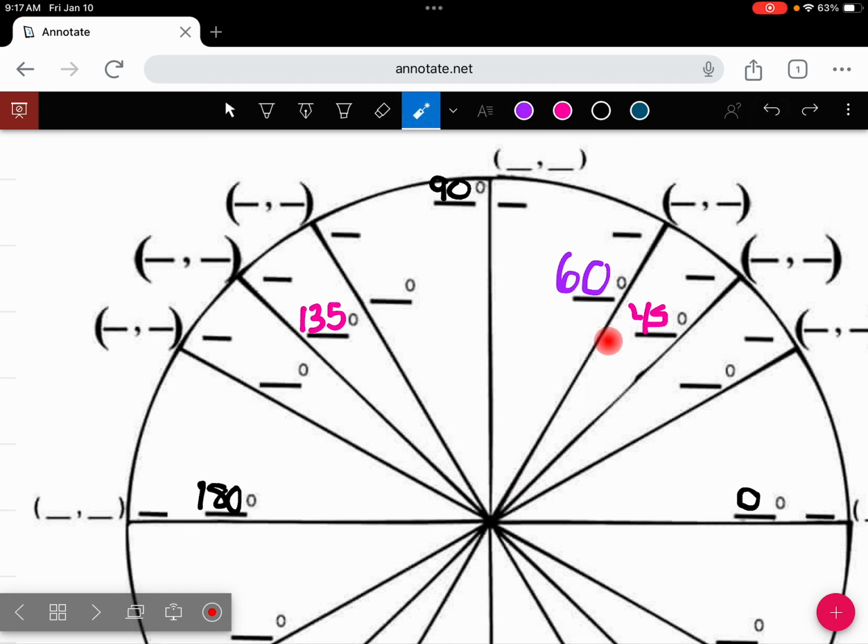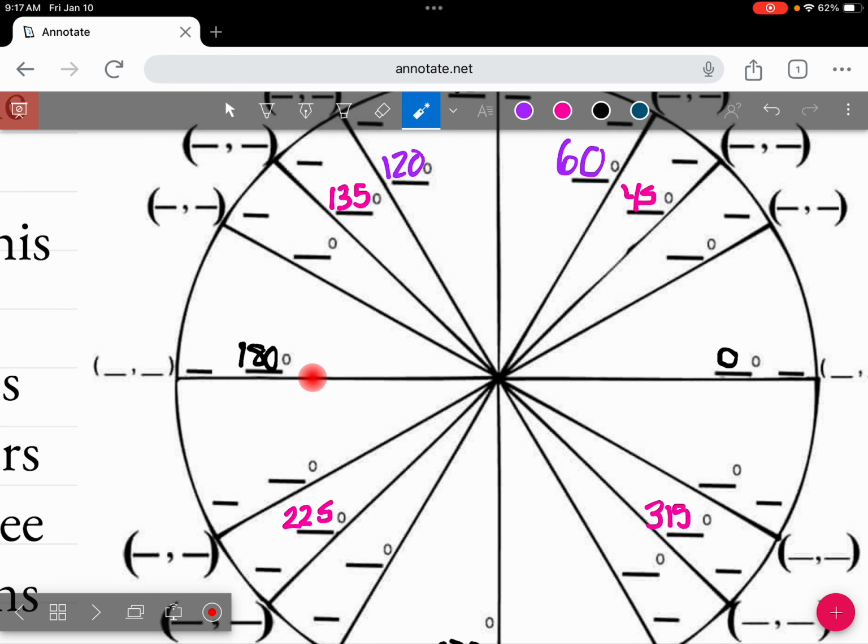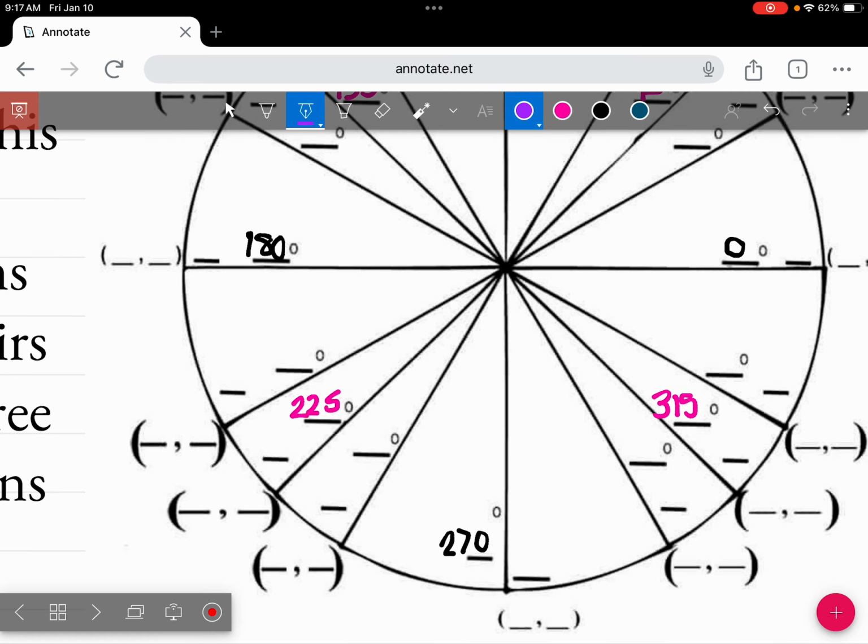So if I count up by 60s, we have 0, 60. What's going to be our next one in the thirds? 120. And then we wind up at 180. What's our next one in the thirds? 240. And then our next one in the thirds, 300. And then that would get us back to 360.